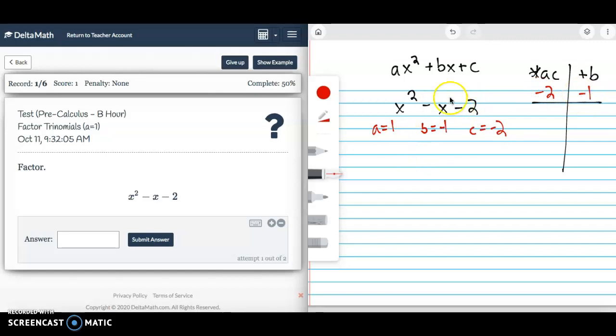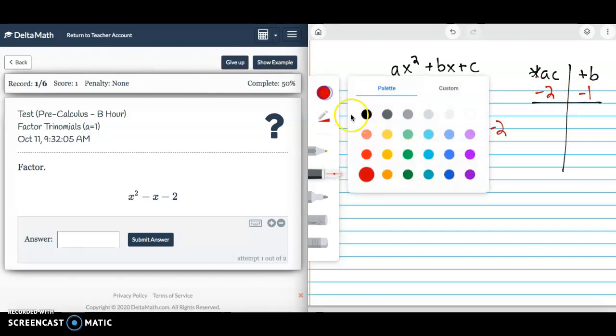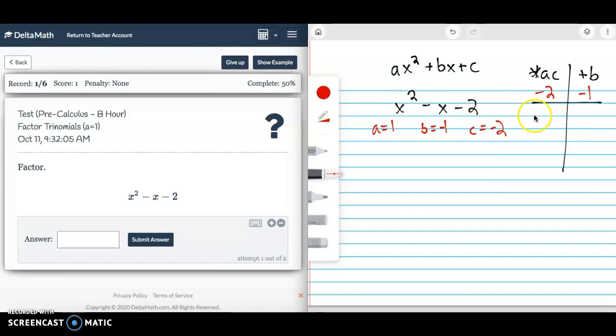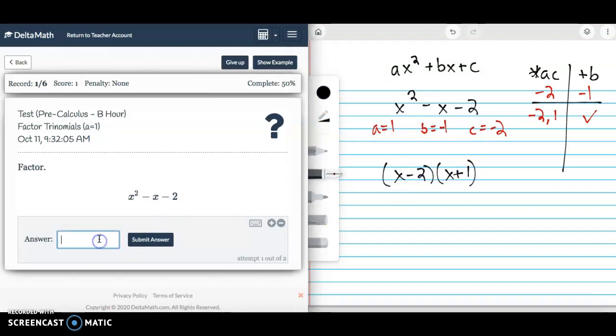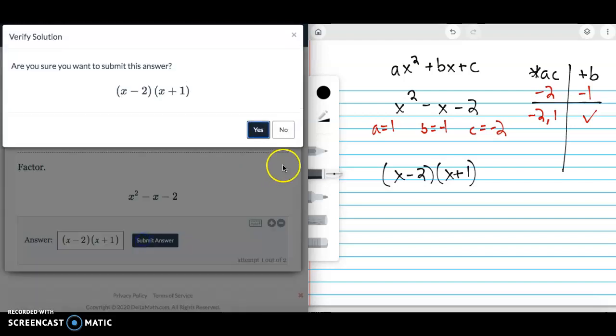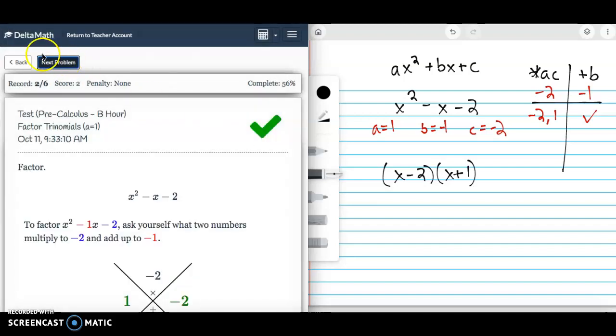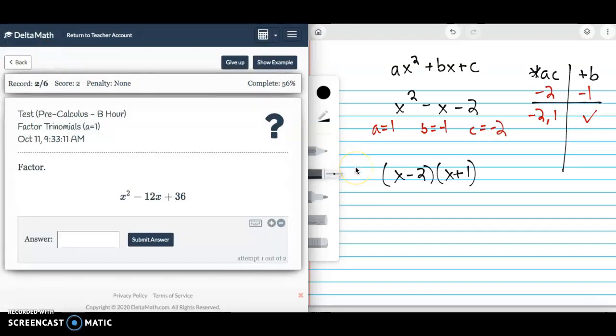So what multiplies to negative 2 and adds to negative 1? Well, that would be negative 2 and positive 1, I think, right? There's only a couple of things that multiply to negative 2. So then your factors for this one would be x minus 2 and x plus 1. Voila. All right, let's try one more. And I think you get the gist.